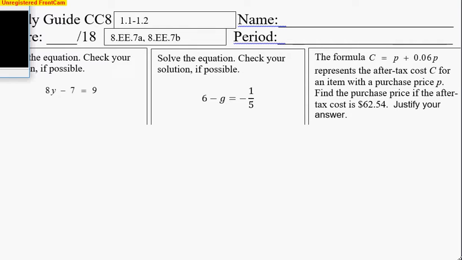This is the tutorial for Chapter 1, Section 2, Quiz number 1. So let's take a look at our first problem here.